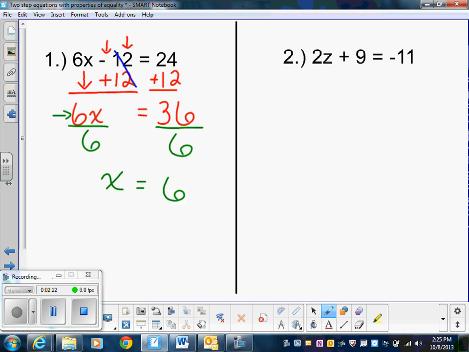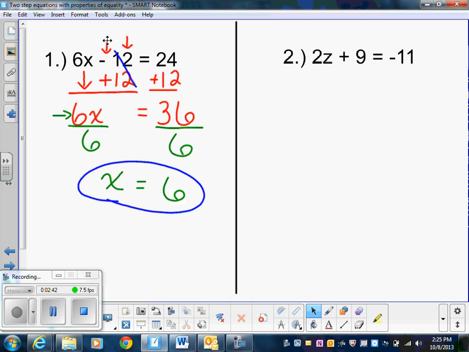At this point, we can see that our variable is isolated, meaning it's by itself, also meaning that the variable is on one side of the equation and all of the numbers are on the other side. This means that we have our solution, and x is equal to 6.